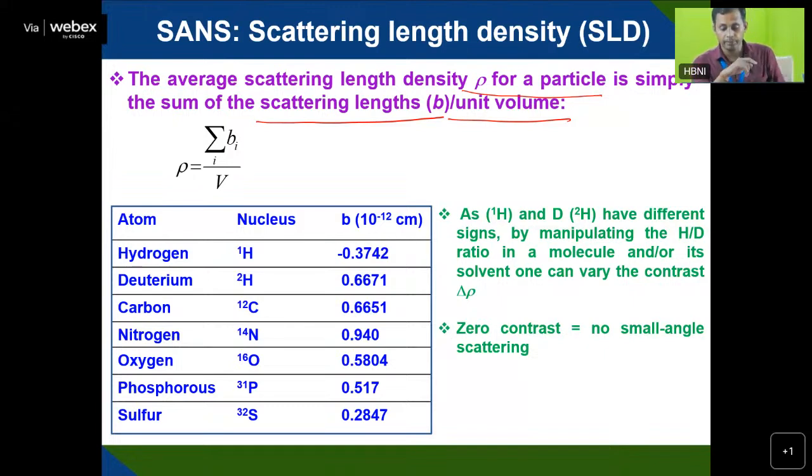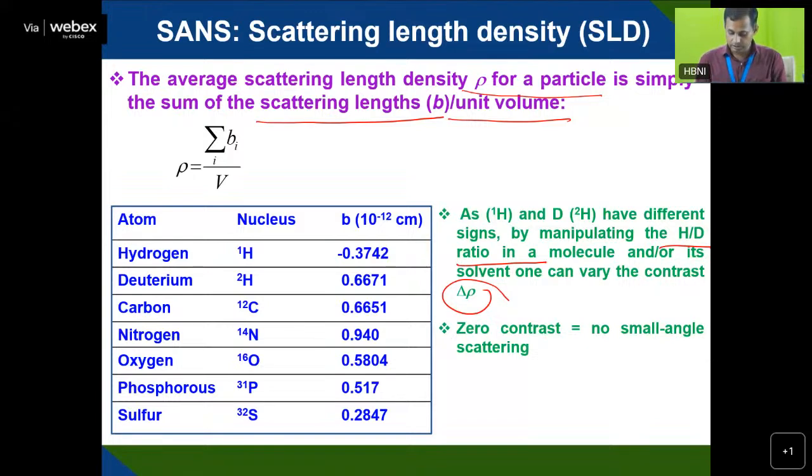So by manipulating the H to D ratio in the molecule and in the solvent, one can vary the contrast. For example, if you prepare a mixture of hydrogenated water and deuterated D2O, you are able to vary the rho difference, the contrast, of the solvent. At zero contrast, there is no small angle scattering.